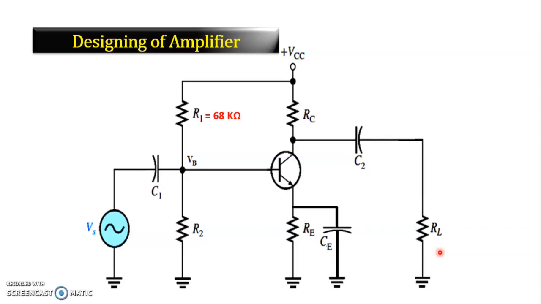For designing of this circuit, I will explain in another lecture. So here we will use R1 and R2 as 68 kilo ohm and 2.2 kilo ohm respectively. RC is 4.7 kilo ohm, RE is 220 ohm, and we will use RL as 47 kilo ohm. C1, C2 and CE, all three capacitors, are of the value of 2.2 microfarad. So whenever we simulate this circuit, we will use these values of resistance and capacitance.